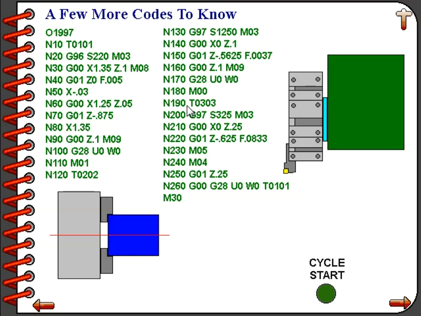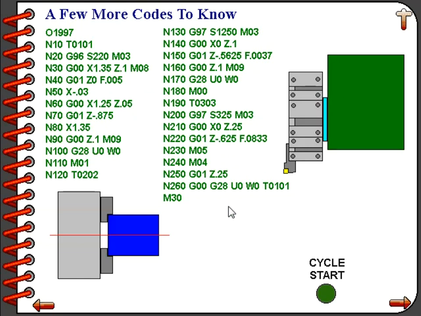Finally, tool number 3 is a tap. You will notice that for a tapping operation, we have to start out the spindle in forward rotation, as noted on line number 200. Then we rapid the part to X0 and Z of 0.25. The next command, G01 Z minus 0.625 at a feed rate of 0.0833, is how we feed the tap into the workpiece.